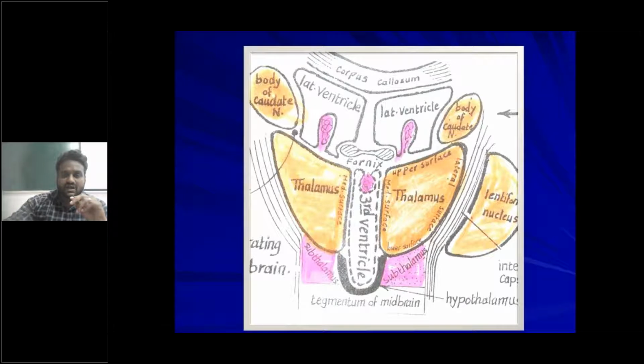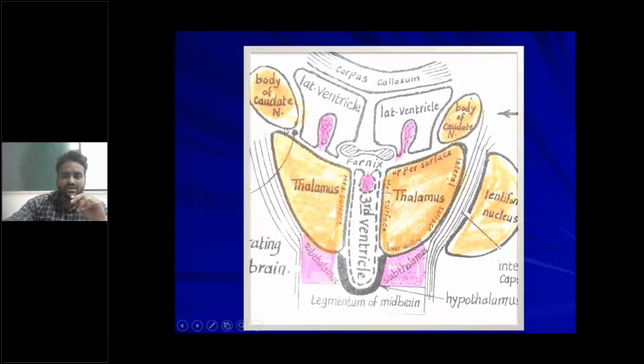Okay. And in this picture, we can see the four surfaces of the thalamus. This one is the superior surface of the thalamus. This is the medial surface. Below, this is the inferior surface. And this is the lateral surface of the thalamus.